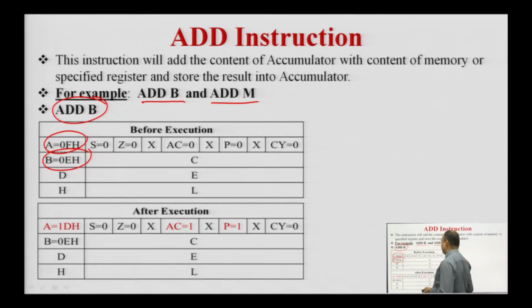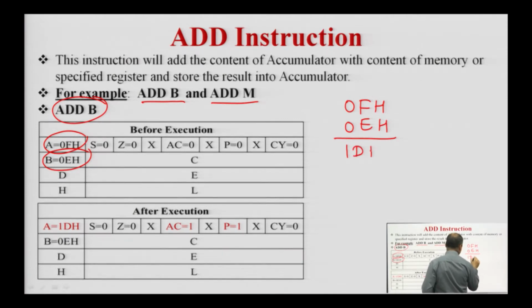After the execution, if we add 0FH and 0EH, the result is 1DH. So, it will be stored into the accumulator. Whenever these two 8-bit numbers are added, the content of the accumulator 0FH and the content of the B register, the result is 1DH and it is stored into the accumulator. So, after the execution of this instruction ADD B, the content of the accumulator becomes 1DH, which is nothing but the result.